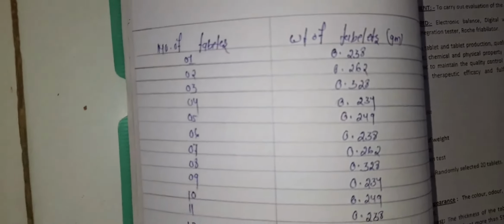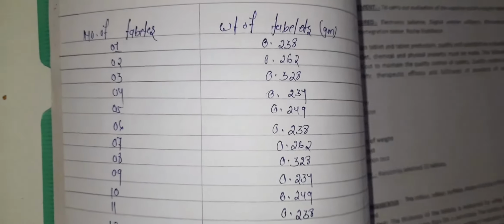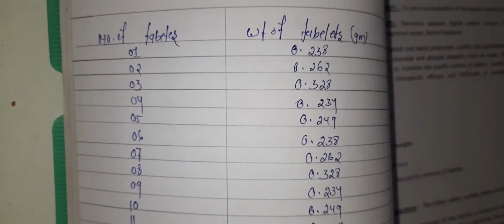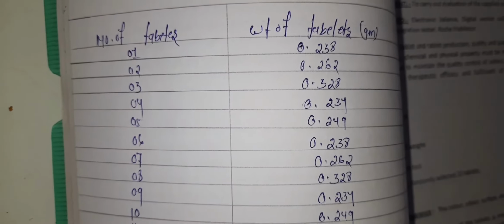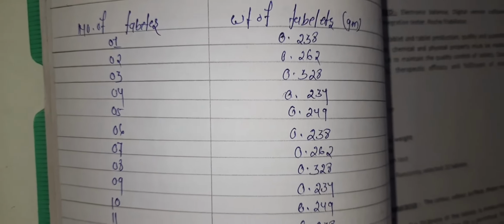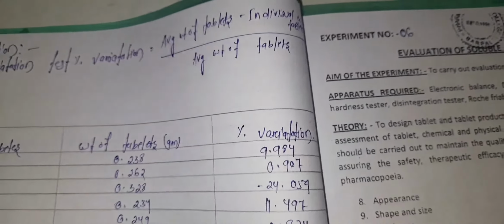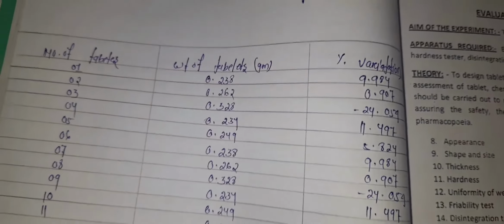This is the weight variation test tabulation. So you have to write in this way, that is the number of tablets. You will take 10 tablets, then write the 10 tablets. You will take 20 tablets, then write the weight of the 20 tablets. So this is the weight of the tablets in gram. Then percentage variation will be determined by following the given formula.